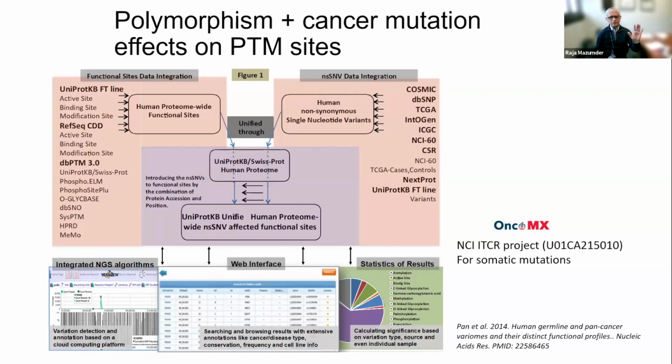So on the left-hand side is functional site-specific information, and on the right-hand side is COSMIC, all the places where there is single nucleotide variation data that we collected. So you can collect data on variation, collect data on sites, and then ask the question, what is changing in the protein function?